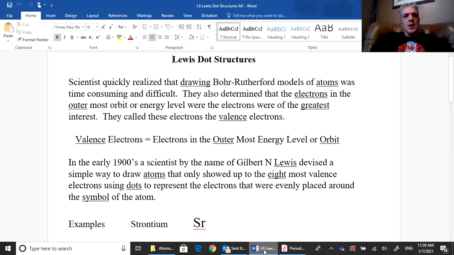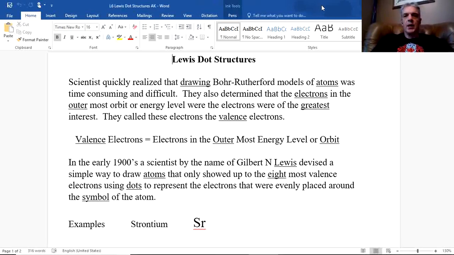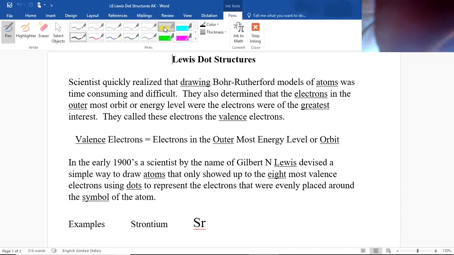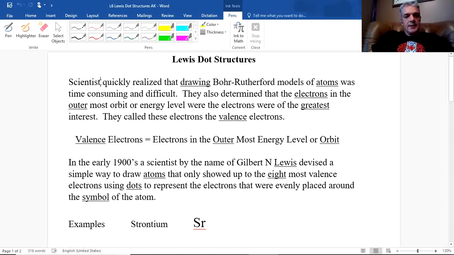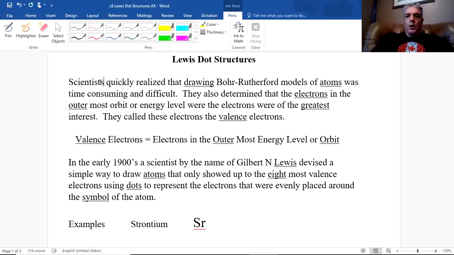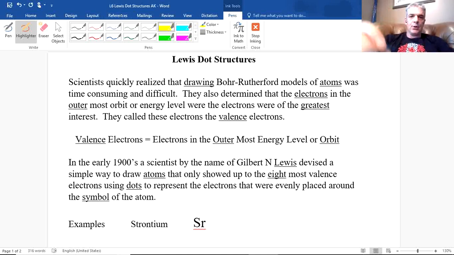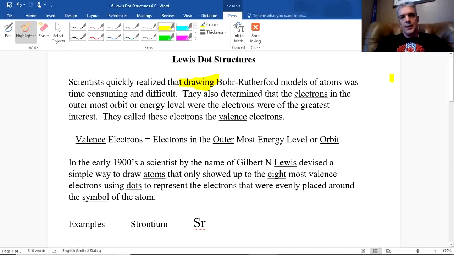Okay, so so far we've been working on drawing atoms, and it's kind of a fun process, not overly difficult, but a little bit labor intensive. So quickly, let's go through here. Scientists quickly realized that drawing Bohr-Rutherford diagrams was a bit labor intensive. Not something that most high school kids enjoy doing either. And drawing Bohr-Rutherford atoms was time consuming and somewhat difficult.